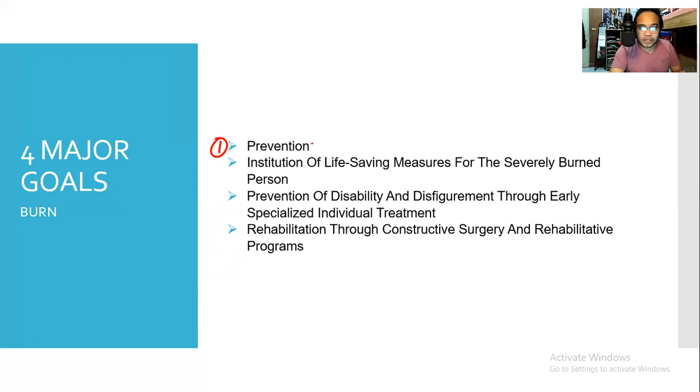First off is prevention. Now, let's say the prevention did not work, and an accident still happened. There is now institution of life-saving measures for a severely burned person. We compute the total body surface area that is burned, what we call TBSA, so there will be a proper, calculated management. Depending on what percent of your body was burned, there is an exact or approximate management for your fluid resuscitation. There is a computation for that, and I'll be teaching you that as well. So life-saving measures: we must keep our patient alive first.